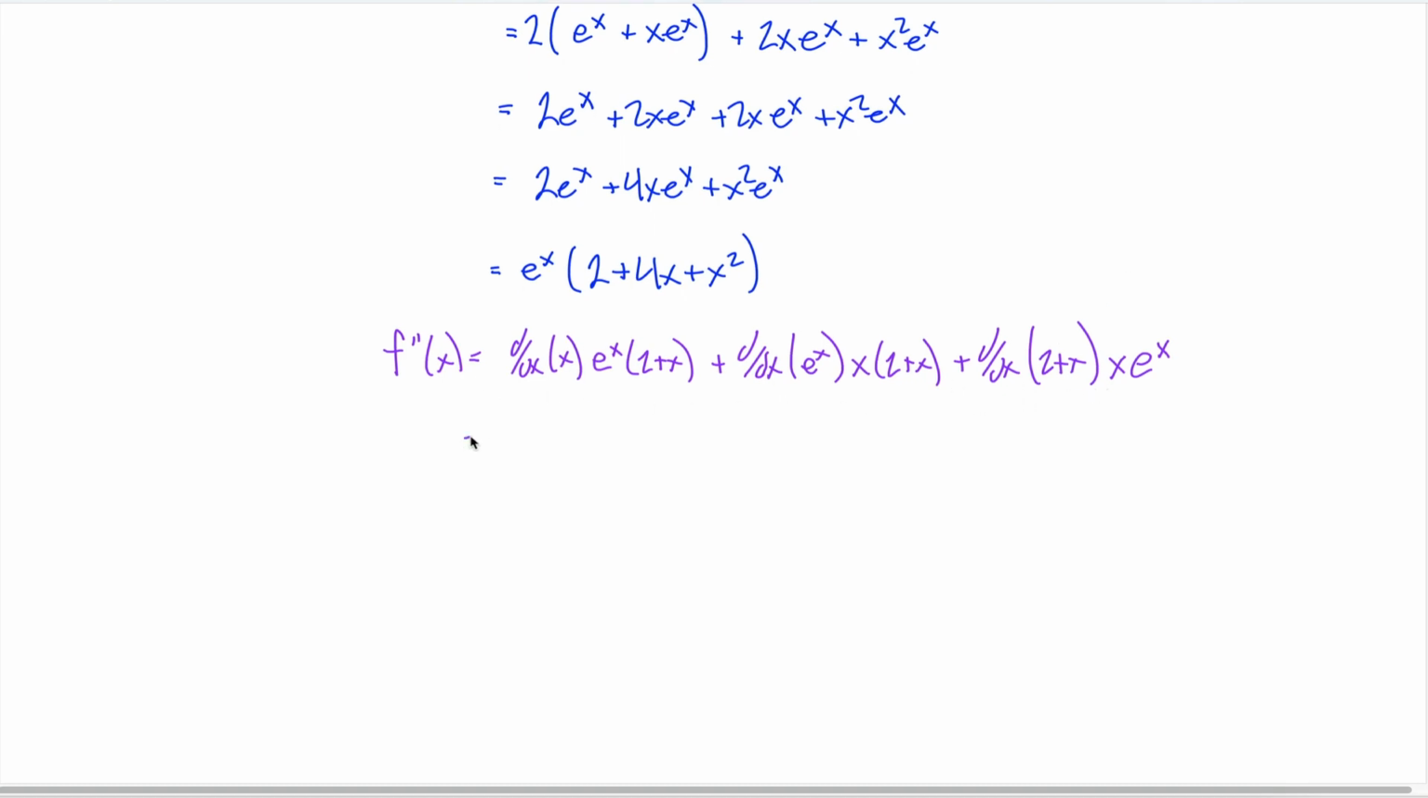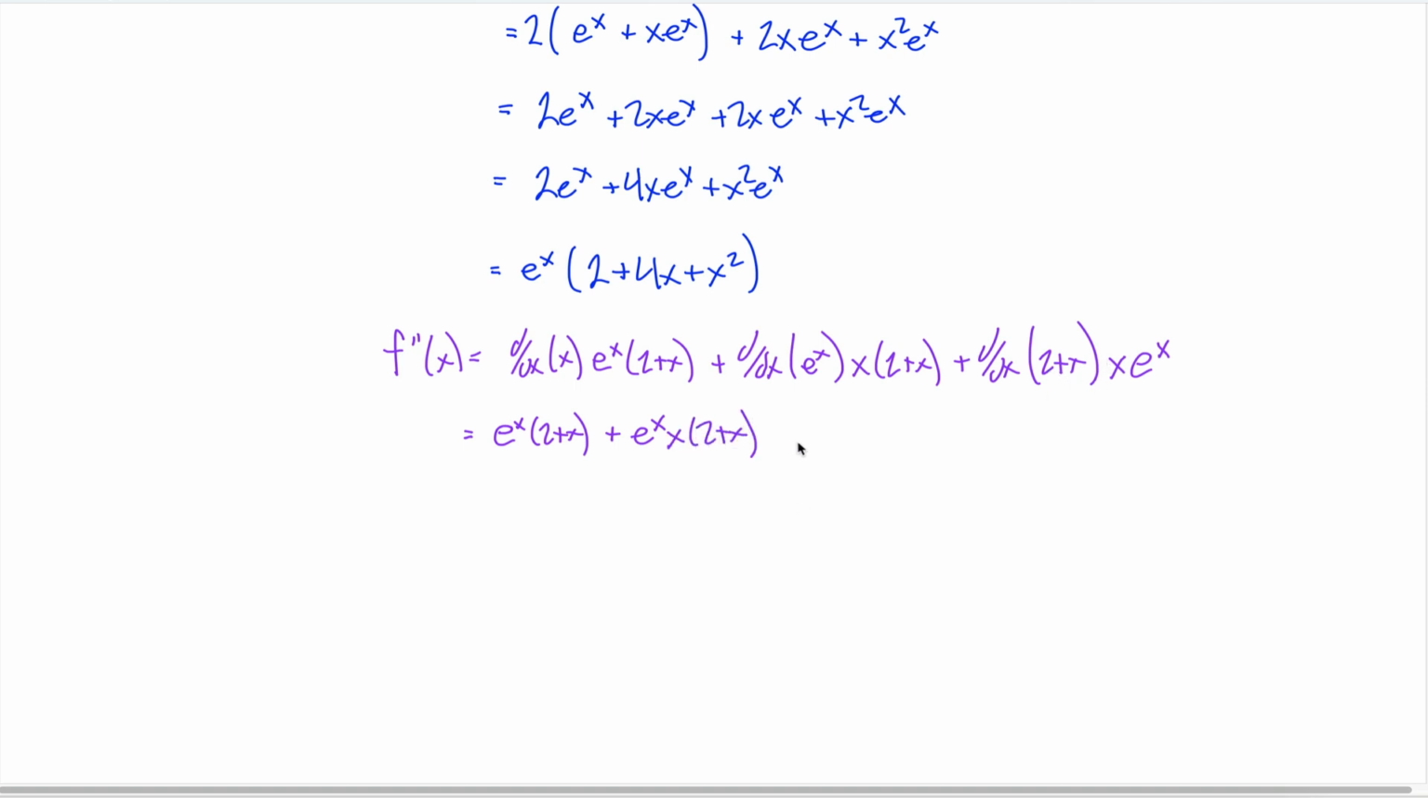And the great thing about this line is I think we're just one step away from getting our answer. The derivative of x is just equal to 1. So I get 1 times e to the x times 2 plus x. The derivative of e to the x is just e to the x. So I get e to the x times 2 plus x.